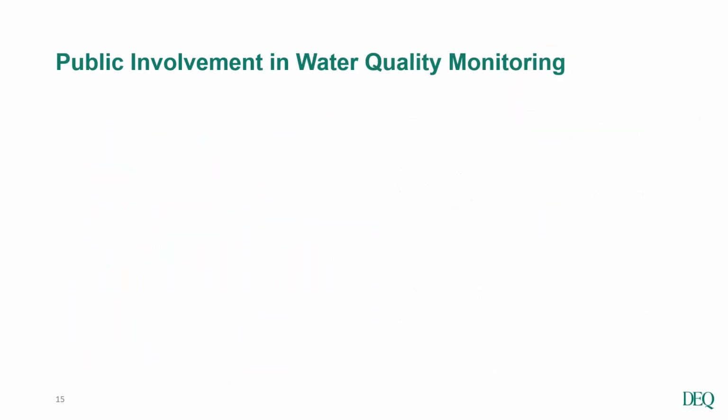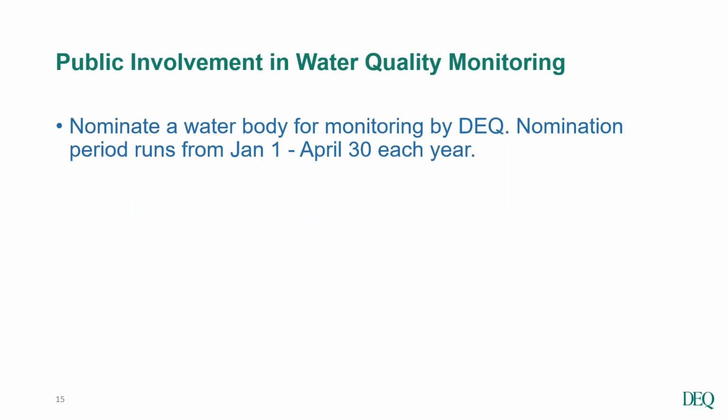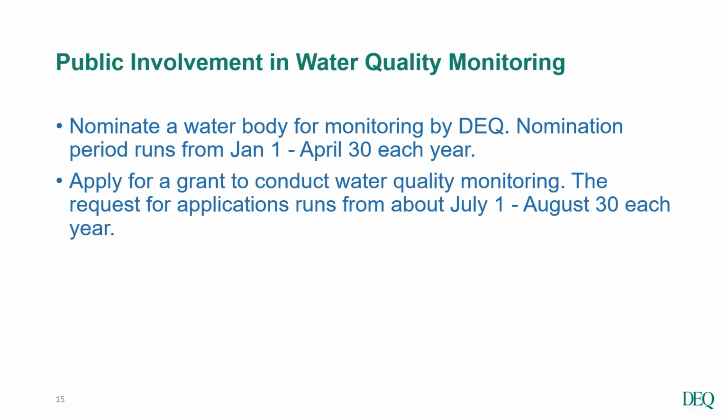And with that, we'll go into public involvement in water quality monitoring, which we kind of mentioned on the last slide. So you are able to nominate water bodies for monitoring by DEQ. The nomination period runs from January 1st to April 30th of each year. So actually today is the last day for this cycle, but we have this cycle every year. So people interested could get water quality data now, and maybe that would give them ideas for a water body that might need monitoring next year.